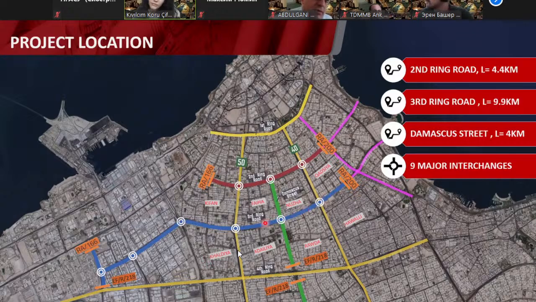And you will see the first part and the second part of the third ring road. In total, it is 9.9 kilometers, and it is connected with the Damascus Street, which is 4 kilometers long. And as you will see, there are 9 major interchanges along the project site. And it is connected with multiple other packages, which includes the first ring road, fourth ring road, and it connects the whole city.